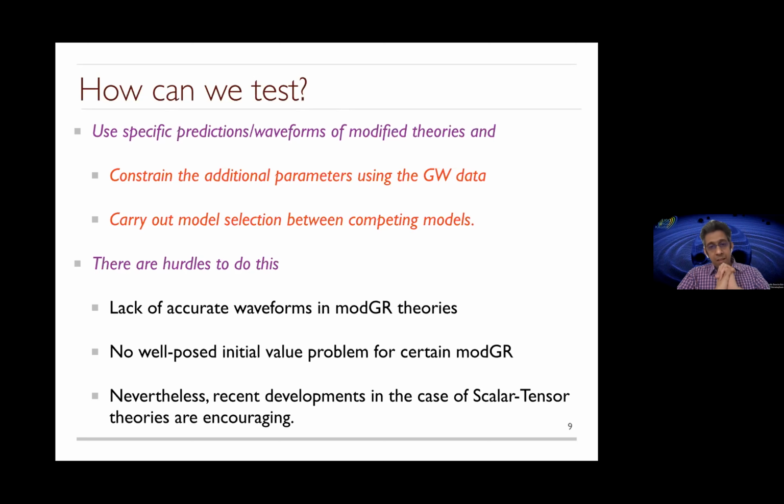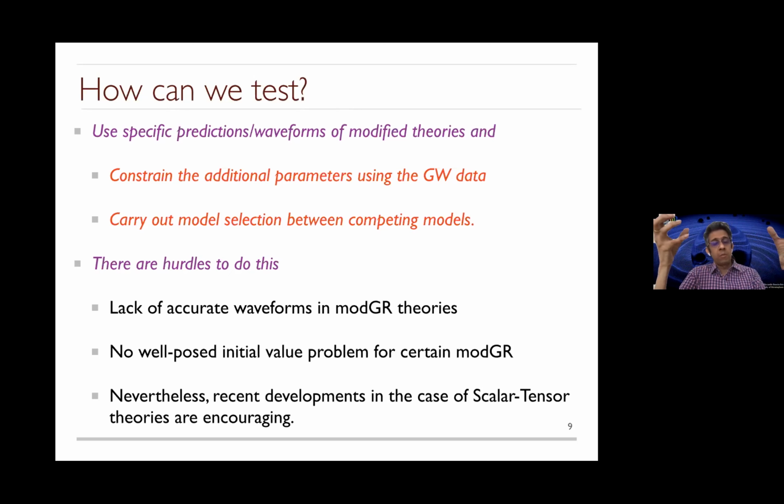But unfortunately, that doesn't seem to be the case, at least as far as gravitational waves go. There is a lack of accurate waveforms in modified theories of gravity which stretch across inspiral, merger, and ringdown, because most of our, as you have seen, our sensitivity is most to the phase before the merger.